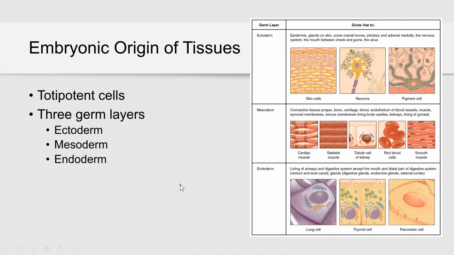And endoderm will form your digestive system and your respiratory system, and also some glands, like digestive glands, endocrine glands, and adrenal glands. So again, as I said, it's a lot to memorize over here, but the major organs: ectoderm gives epidermis and nervous tissue; mesoderm, muscles and connective tissue; endoderm, the respiratory and digestive tract, right?